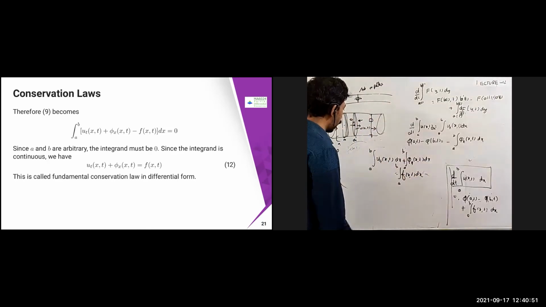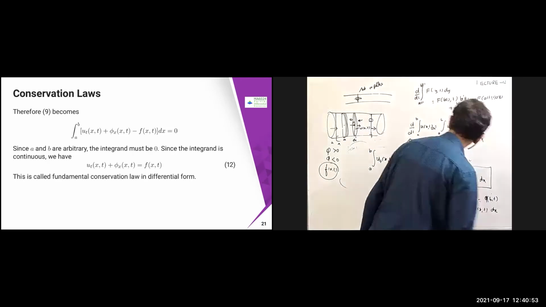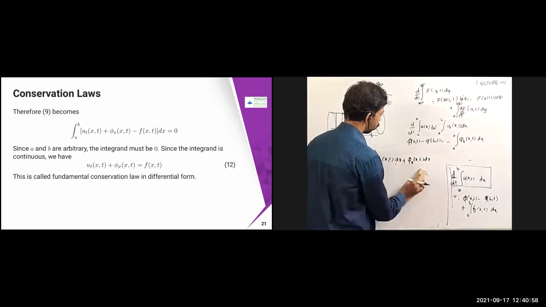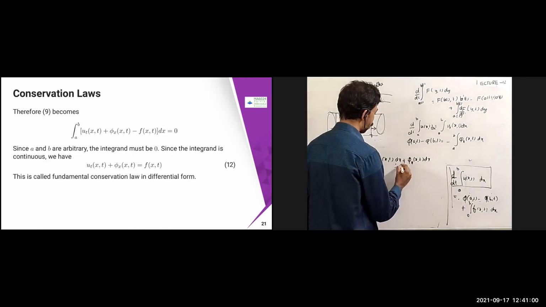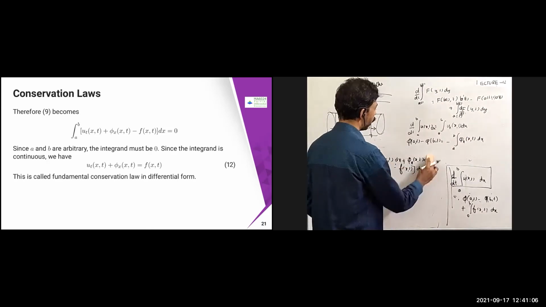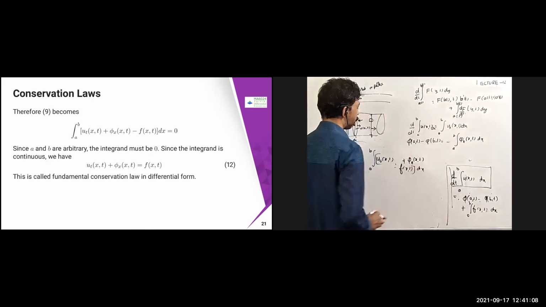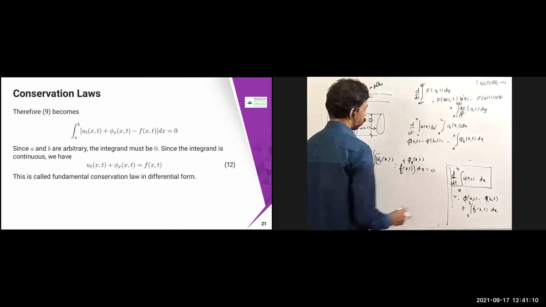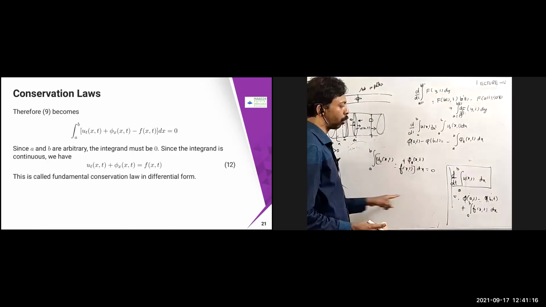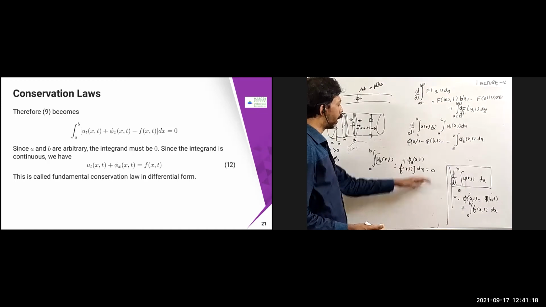Okay, so I can just take the integral common and write it this way: minus f(x,t) dx. So therefore this is equal to 0. If this integral is 0 for an arbitrary interval (a,b), then the integrand must become 0. Okay, a and b are arbitrary, so the integrand must be 0.